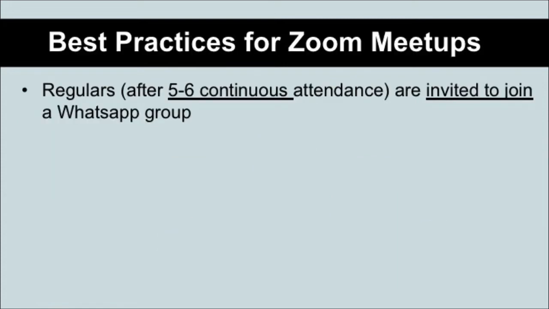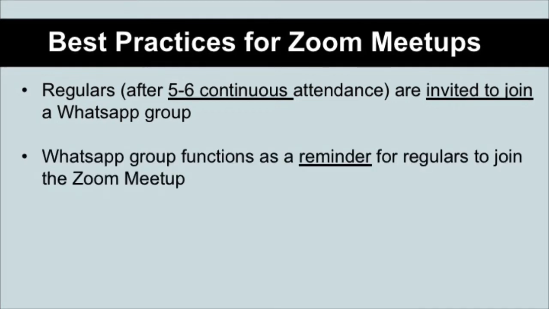And this WhatsApp group again is about having this pool of regulars where they get to talk to each other via WhatsApp group and at the same time post information about the Zoom meetup. For example, every Wednesdays and Sundays, because we had this Zoom meetup, then again, this will be a reminder for the regulars to come join us for the Zoom meetups on Wednesdays and Sundays.